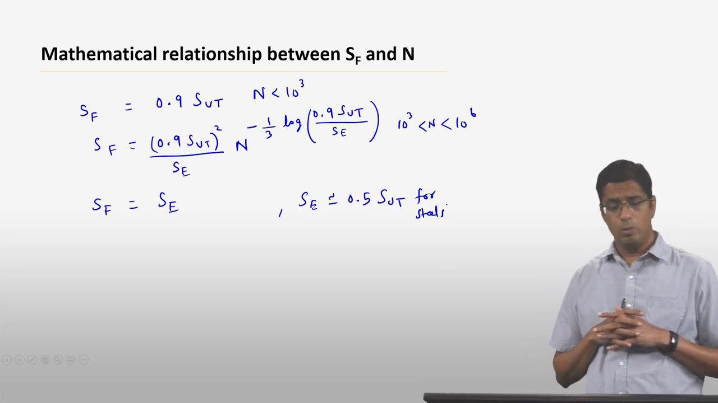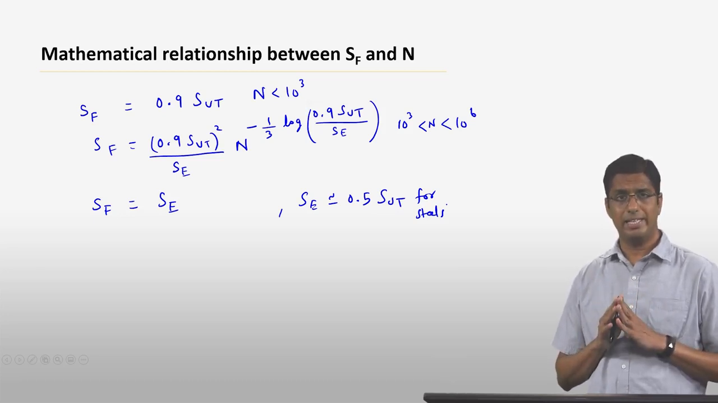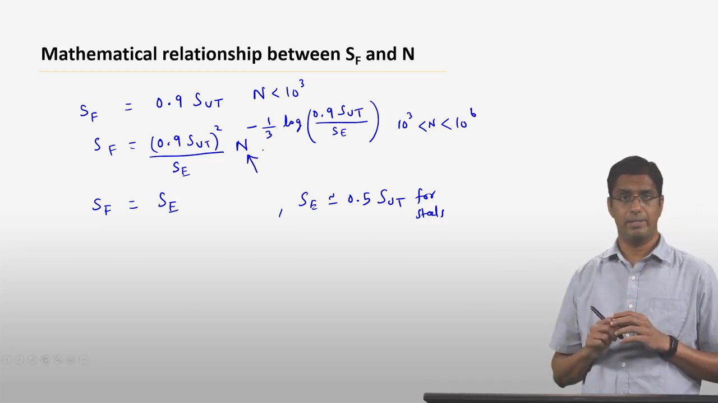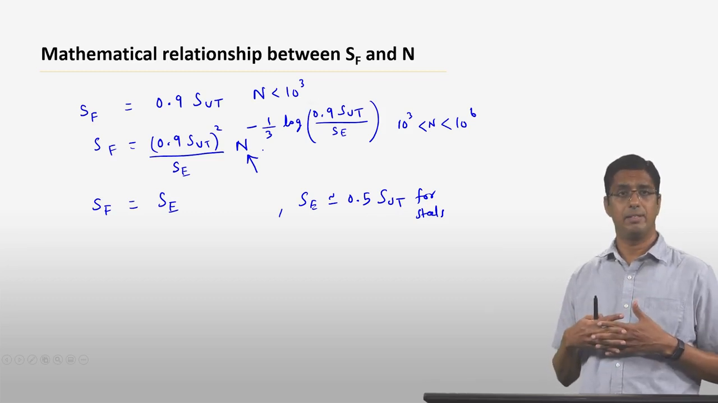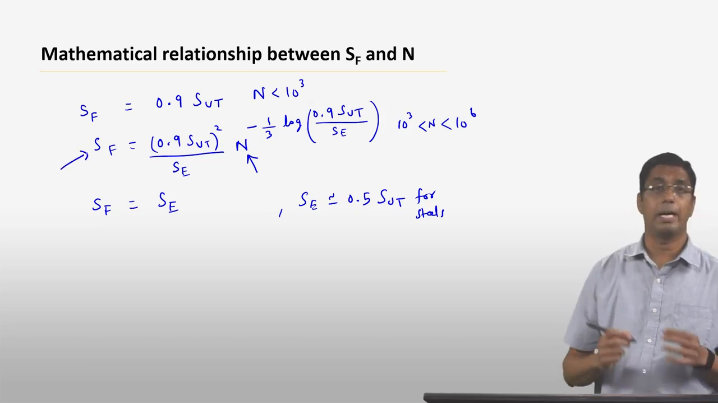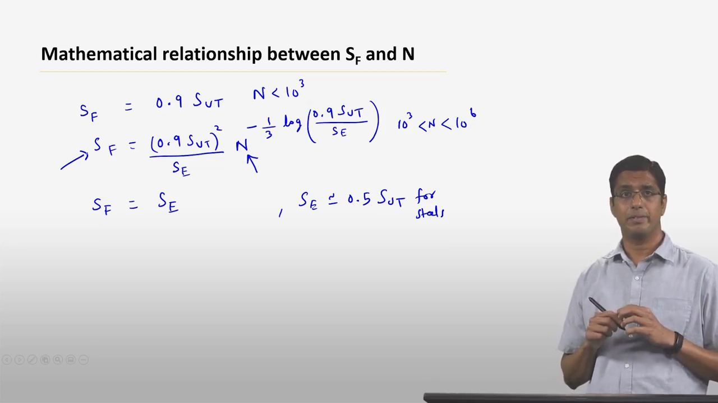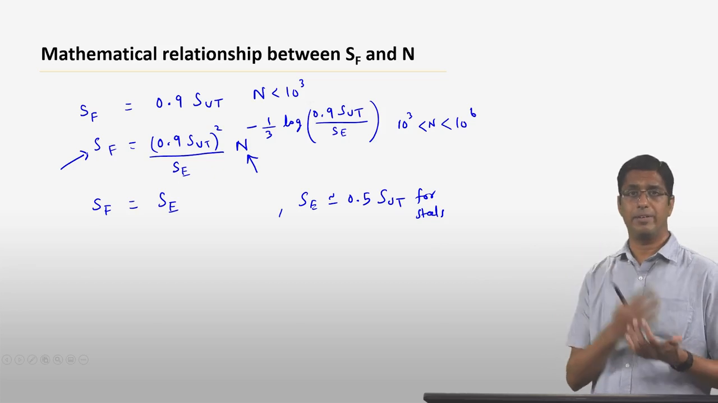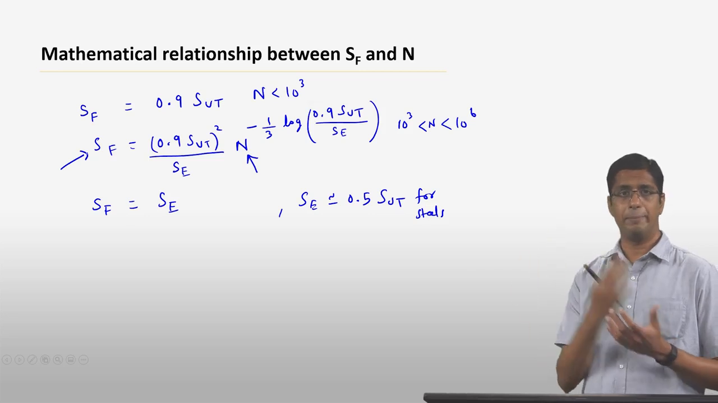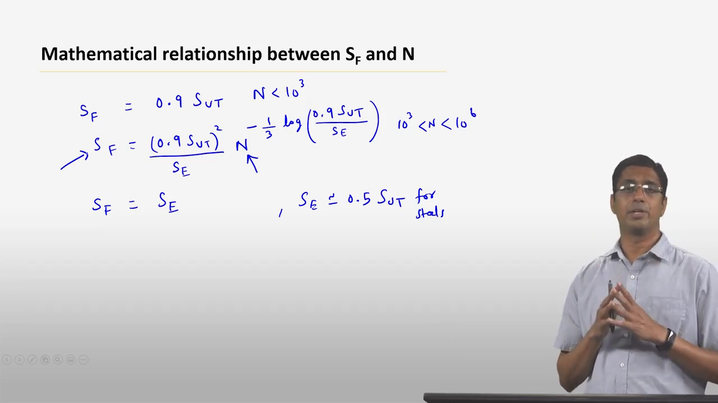Now, I just want you to make sure that this relationship is clear to you. What we're essentially saying is that if I choose the number of cycles that my component has to survive, then I want to make sure that the maximum stress that I apply is less than SF. That is what the relationship tells you. If you tell me this component has to survive for 100,000 cycles, then I can tell you that the stress has to be less than 50 MPa so that it doesn't fail within 100,000 cycles. So that 50 MPa is your fatigue strength.